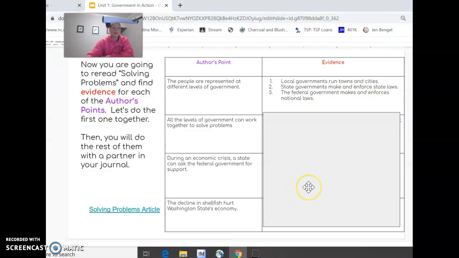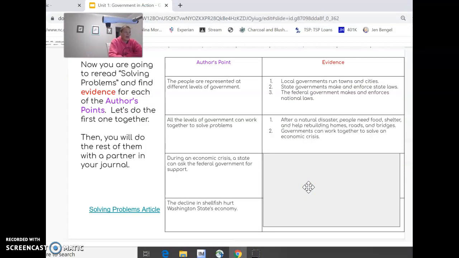And in my chart, I'm going to add in my evidence column, after a natural disaster, people need food, shelter, and help rebuilding homes. Oh, and we can also, that last sentence, the governments work together to solve economic crisis. Okay, or they work together when a natural disaster strikes.